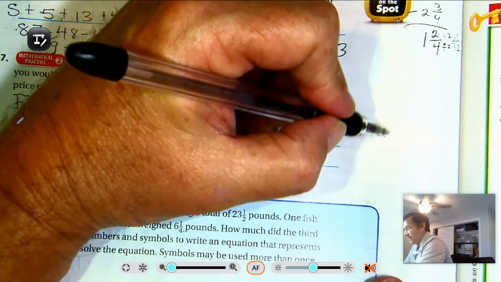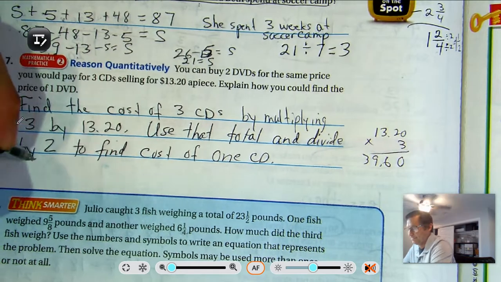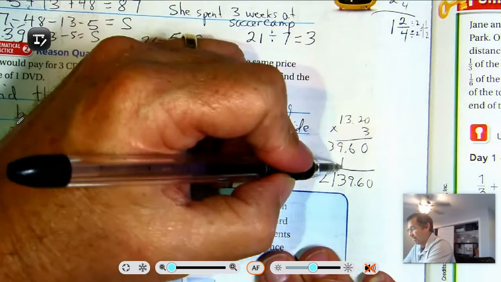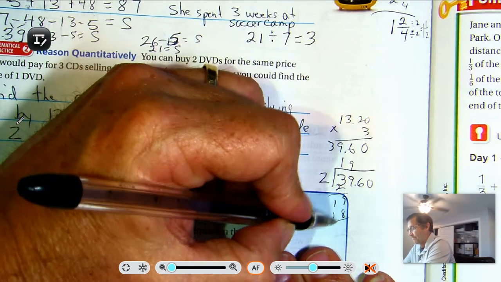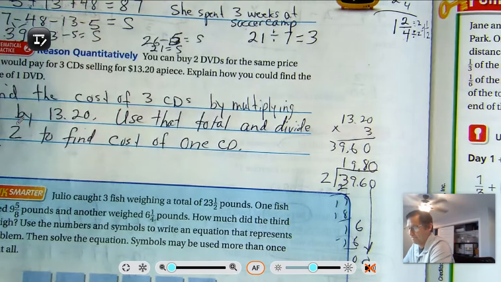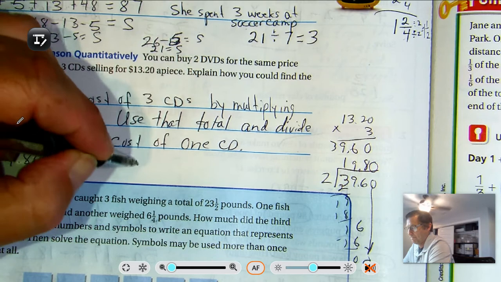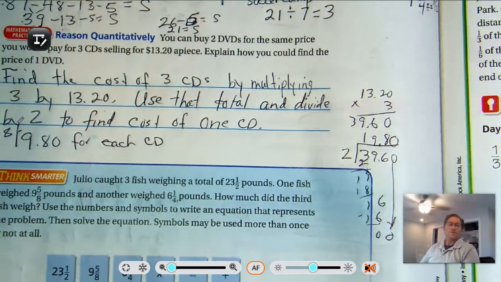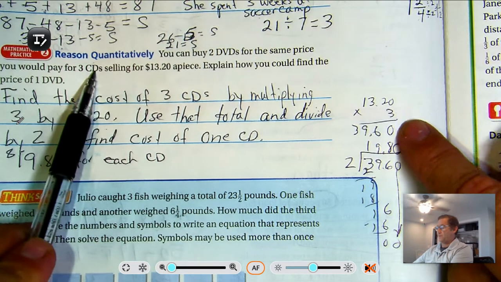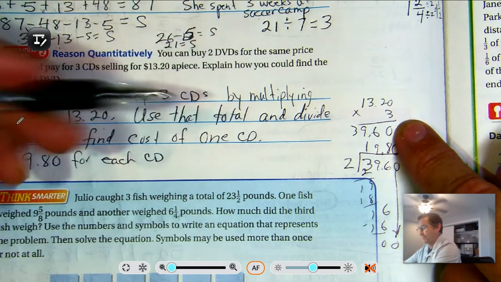So 1320 times 3, 3960, divide by 2. All right, so if we multiply the total amount that we spent on the 3 CDs, they're going to spend $39.60. They're saying that I can buy 2.